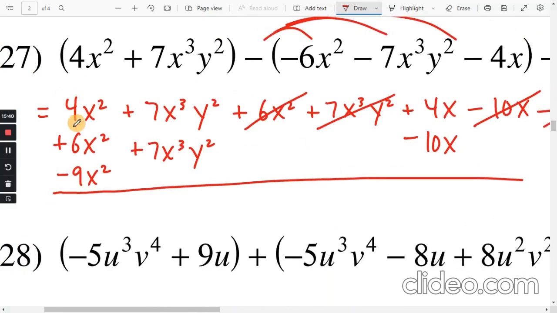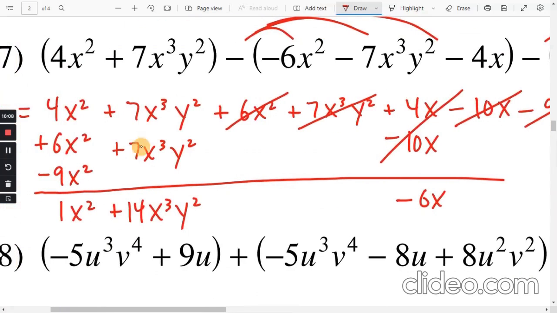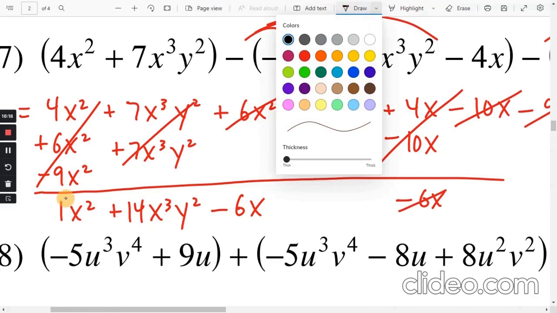So 4 plus 6 is 10, minus 9 is just 1. And we keep the x squared. 7 plus 7 is 14. And we keep x to the 3rd y squared. And finally, 4x minus 10x is negative 6x. And that's it. So you can cross them out as you do it to make sure you got everything. I would just take this negative 6x and write it over here. And that will be the final answer.